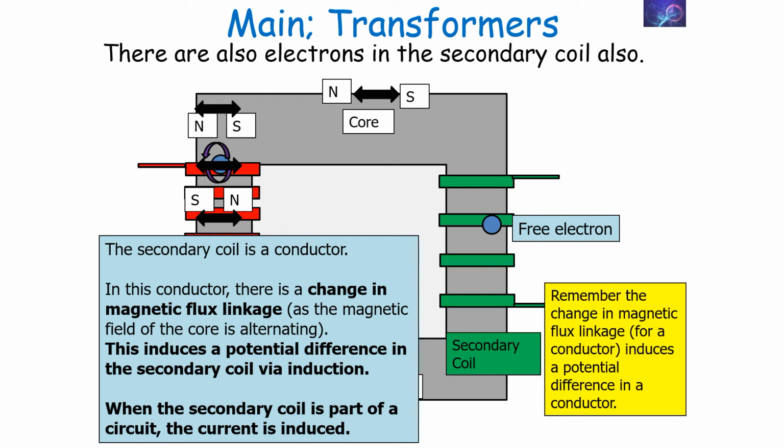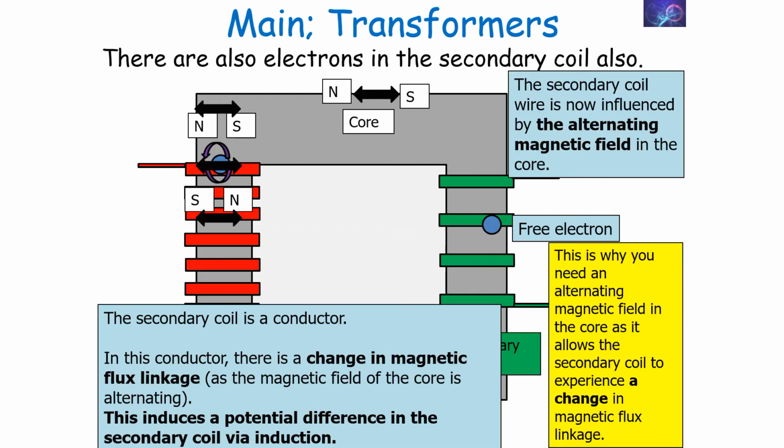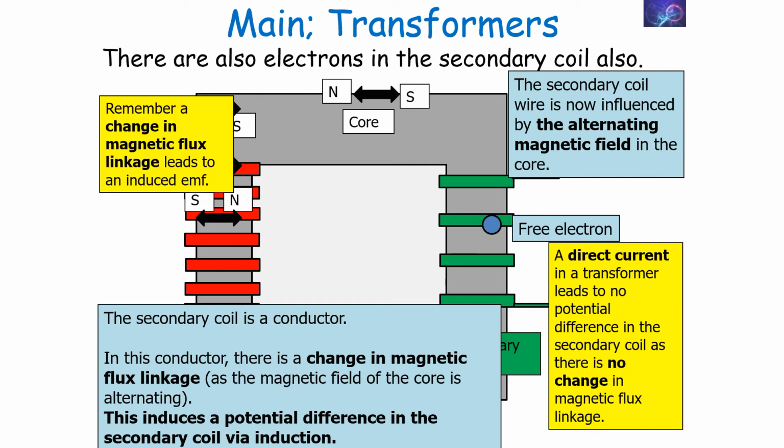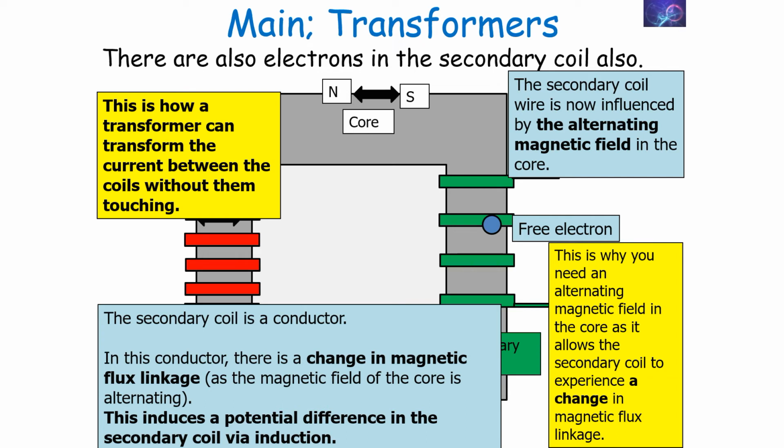Now remember, it's the change in magnetic flux linkage which induces a potential difference in the conductor, and this is why you need an alternating magnetic field in the core, as it allows the secondary coil to experience a change in magnetic flux linkage, because a direct current in a transformer would lead to no potential difference in the secondary coil, as there's no change in magnetic flux linkage. Because remember, you need a change in magnetic flux linkage to lead to an induced EMF. So this is how a transformer can transform the current between the coils without them touching or being connected electrically.